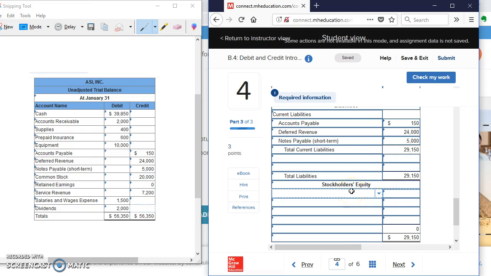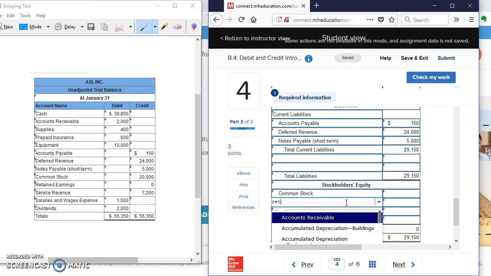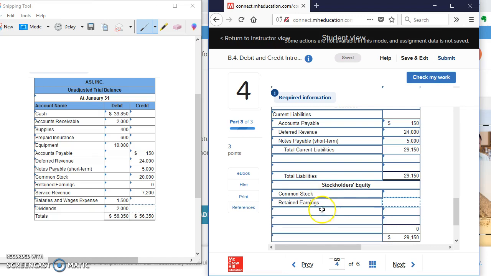All day, all night on the balance sheet, your stockholders' equity accounts are common stock and retained earnings. So anytime you build a balance sheet, those should really be your stockholders' equity accounts for now. Common stock we're going to take right from the trial balance, $20,000. Retained earnings, here's the trick on this one. You do not take retained earnings from the trial balance. Do not take it. This is the only account that you don't take from the trial balance when building your financial statements.